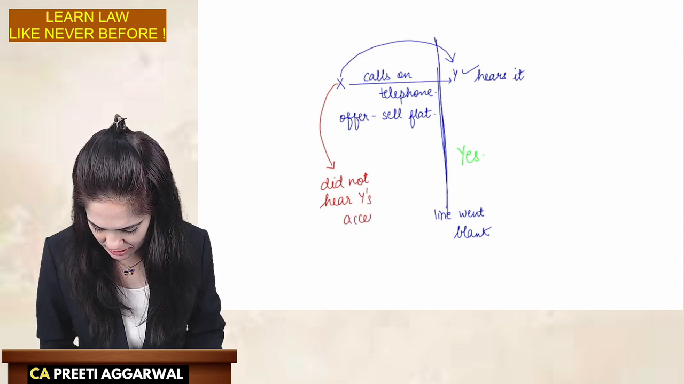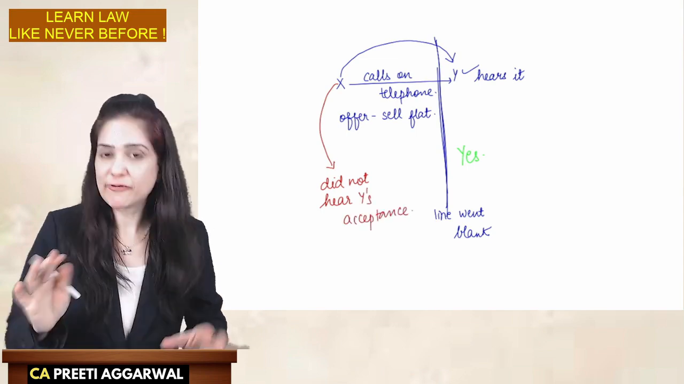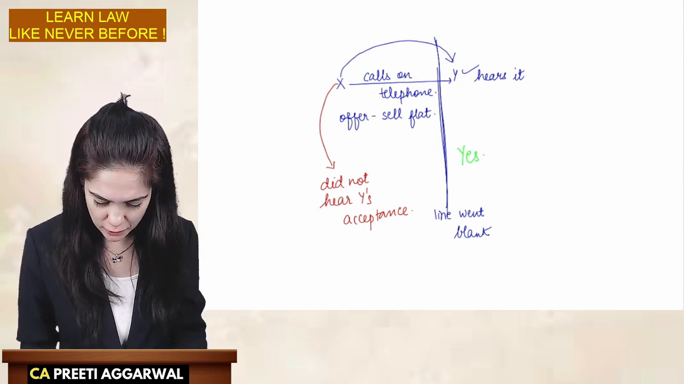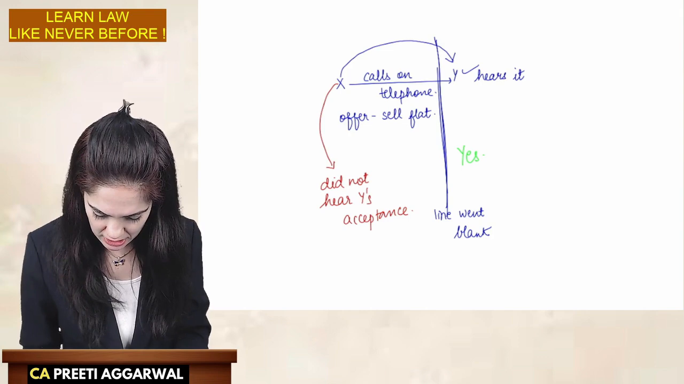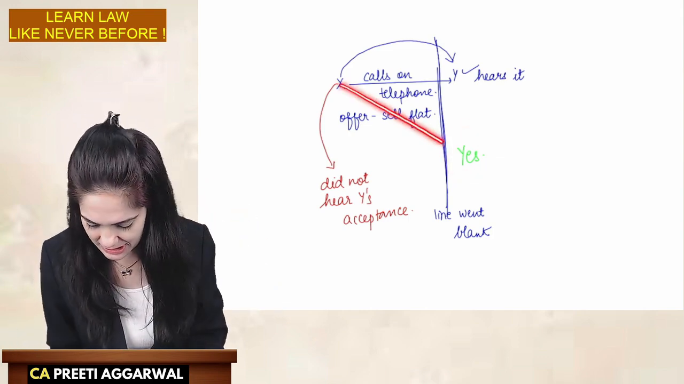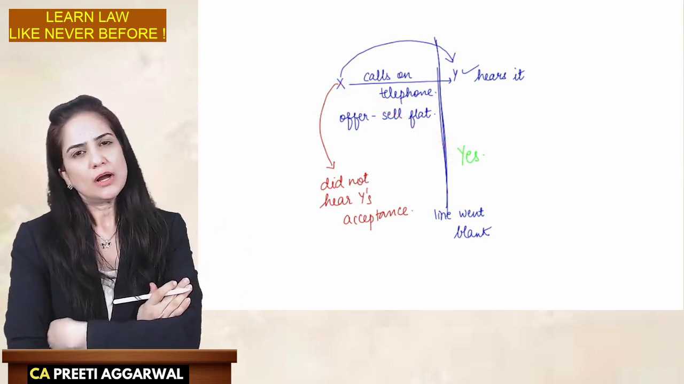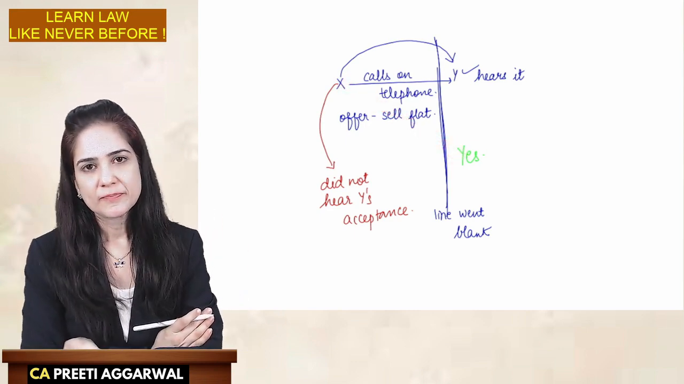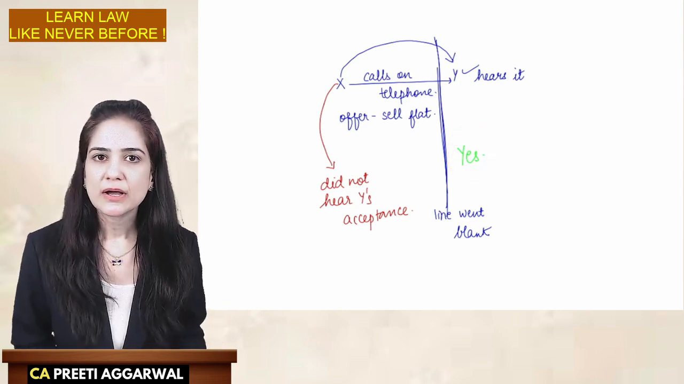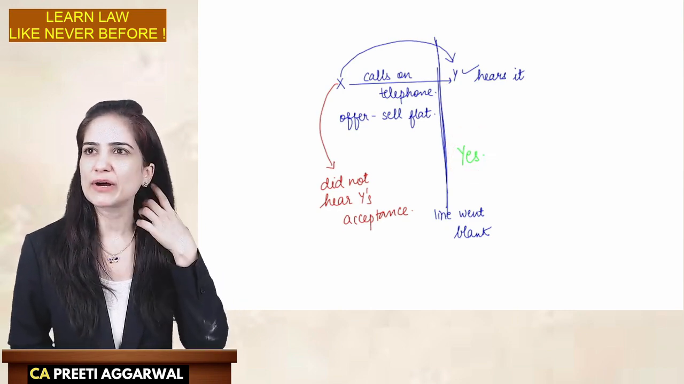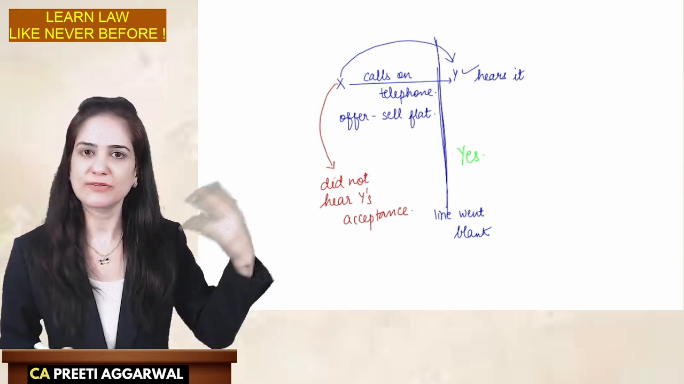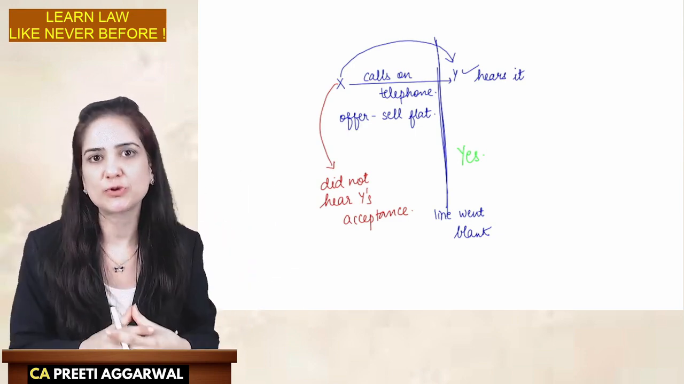Y's acceptance. If we follow the same rules that we studied for letters, then as soon as Y sends his acceptance, X is bound. But don't you think that this is unfair? Although he said yes, X did not hear it. It is highly possible that he will think maybe Y got angry. Let it be, I will call someone else. And then the flat will be sold and there will be a dispute. A huge dispute is possible.